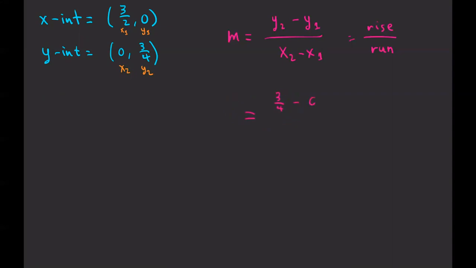y1 is going to be 0. I've got an x2 of 0 and an x1 of 3/2. So at this point here, I have 3/4 divided by 3/2. I like to write that out as 3/4 divided by 3/2, which I can write as 3/4 multiplied by the reciprocal 2/3, and that's going to end up giving me 1/2 right there.